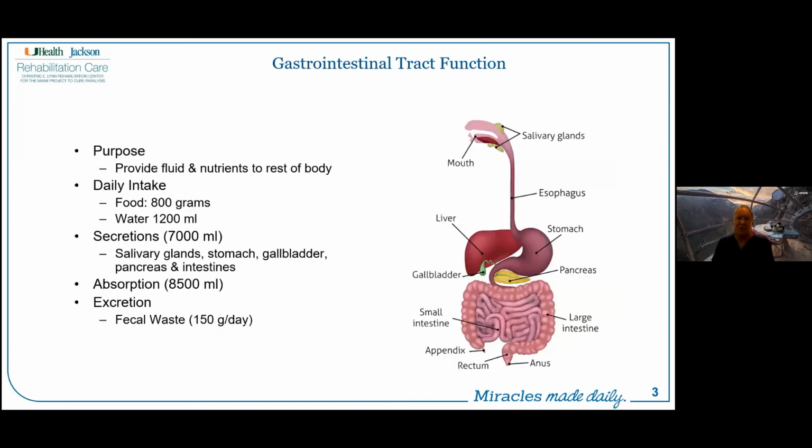So what is the GI tract for? Essentially to provide fluid and nutrients to the rest of the body. Our daily intake is approximately 800 grams of food and 1,200 cc's of water, or at least fluid. We have about 7 liters of secretions, including those from salivary glands, stomach, gallbladder, pancreas, and intestines. We reabsorb about 1.5 liters per day, so that we excrete approximately 150 grams a day of fecal material.